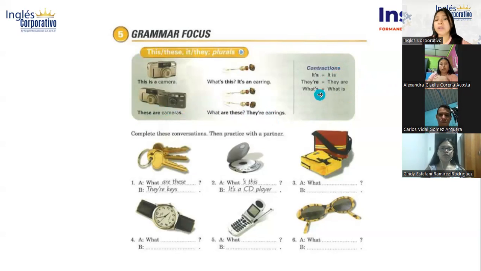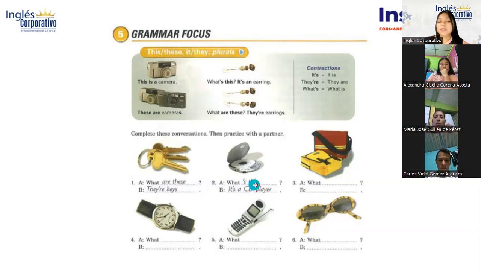We also have contractions, and as you can see, we have it's, it is, they're, they are, what's, what is. Okay, let's complete the conversation. Number one: what are these? They're keys. Yes. Two, what's this? It's a player.